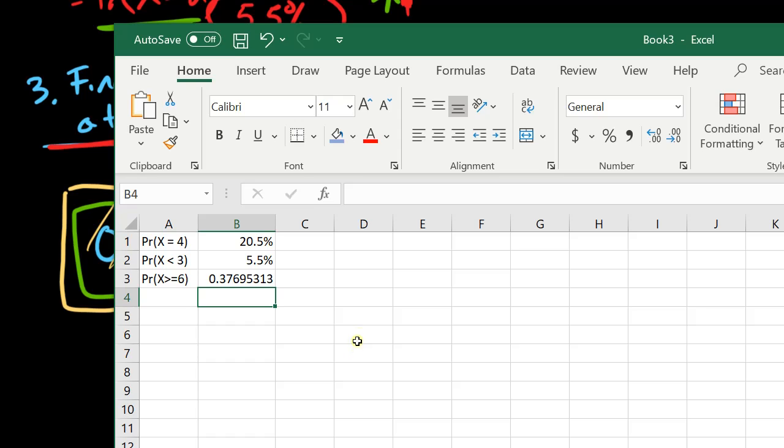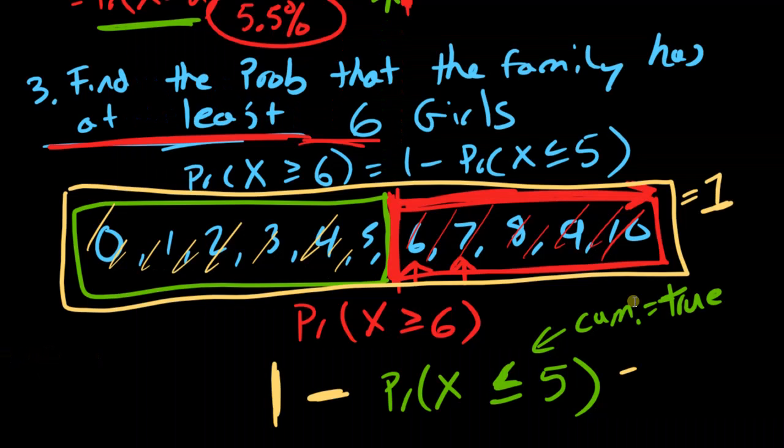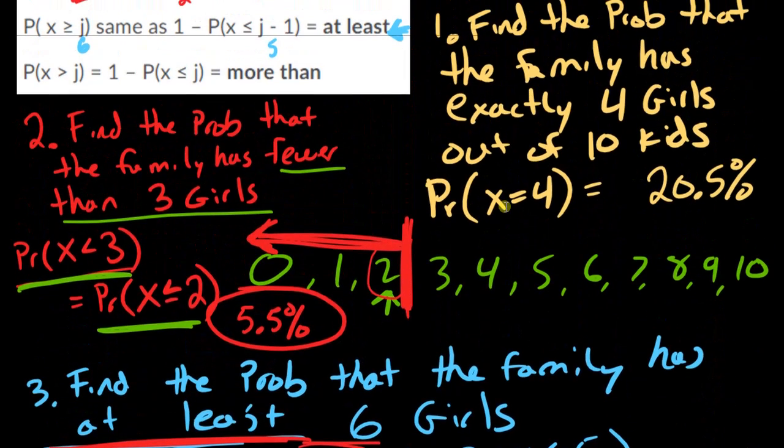Press enter. I can format that as a percentage. You can leave it as a decimal, but it's easier to interpret when it's a percentage. So 37.7. So my answer here is 37.7%. So I have a pretty good chance of having at least 6 girls, right? Pretty good chance of having at least 6 girls.